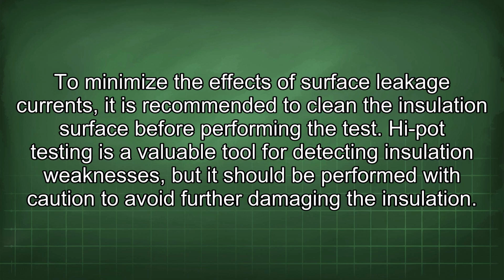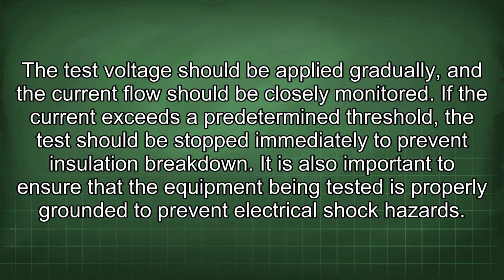High-pot testing is a valuable tool for detecting insulation weaknesses, but it should be performed with caution to avoid further damaging the insulation. The test voltage should be applied gradually, and the current flow should be closely monitored. If the current exceeds a predetermined threshold, the test should be stopped immediately to prevent insulation breakdown. It is also important to ensure that the equipment being tested is properly grounded to prevent electrical shock hazards.